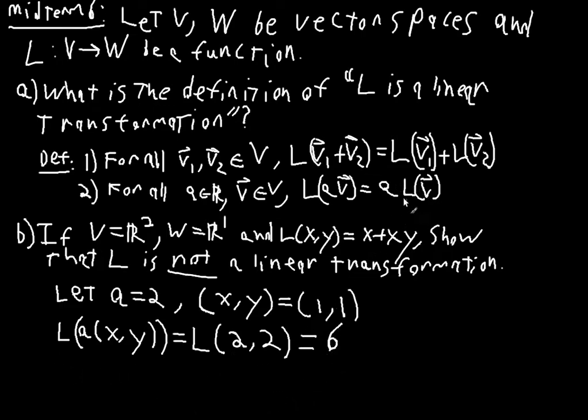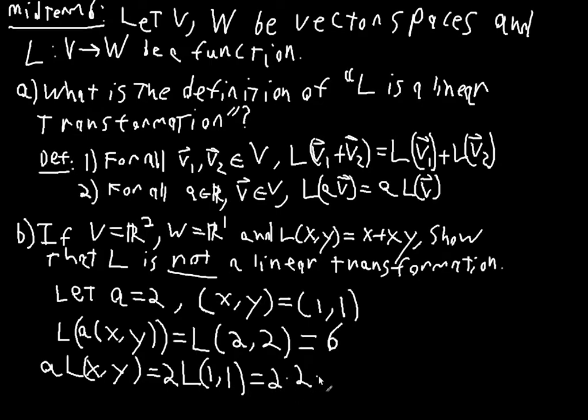And now we can go ahead and do the right-hand side over here, and we get that A times L of x y, this is going to give us 2 times L of 1 comma 1. Now, L of 1 comma 1, that's going to be 1 plus 1 times 1, which is just 1. So we're going to get 2 over here, and then we're going to do times 2. So we're going to get 2 times 2, which is going to be 4. Okay? So we get that this guy on the left is not equal to this guy on the right. So we have that the function is not a linear transformation.